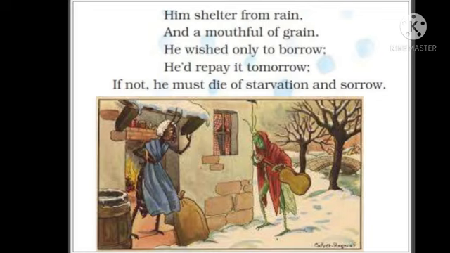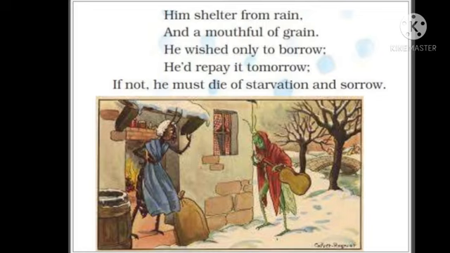And he wished only to borrow, he will repay it tomorrow. So this is not a permanent solution. He's just borrowing the things from the ant, and he would repay it tomorrow. He will give it back tomorrow. And if not, he must die of starvation and sorrow. So if the ant is not giving him food and shelter, what will happen? The cricket will die of starvation and sorrow.